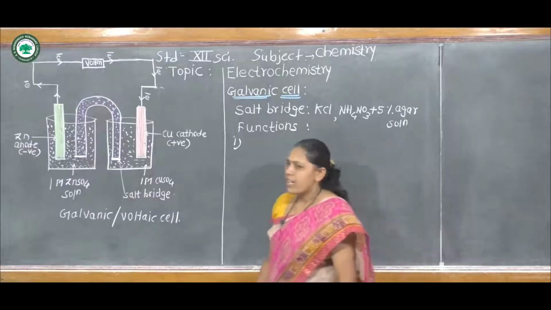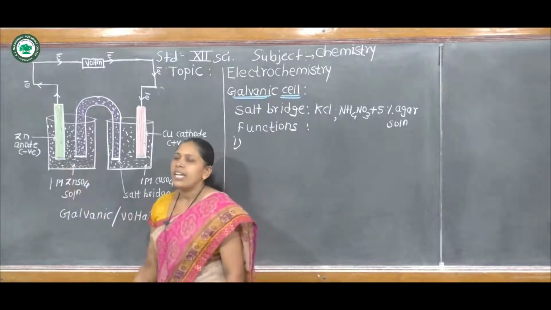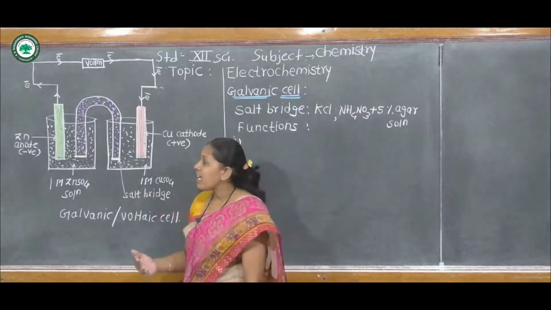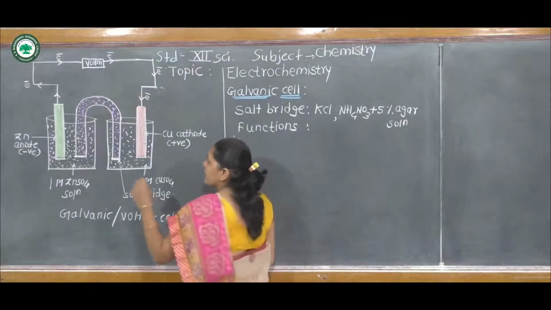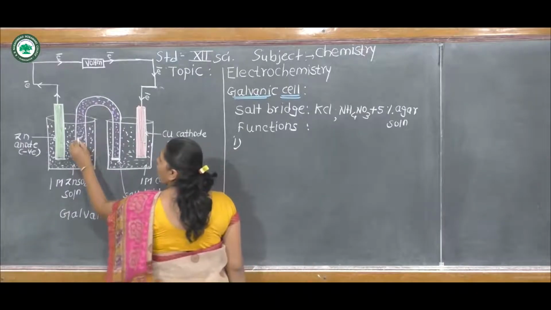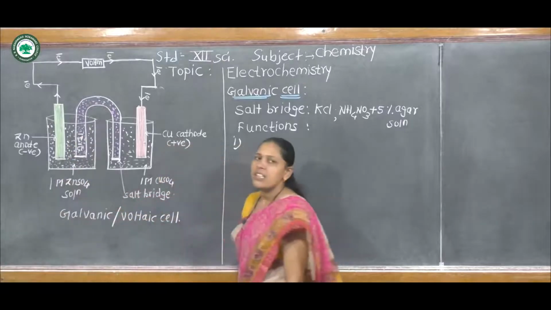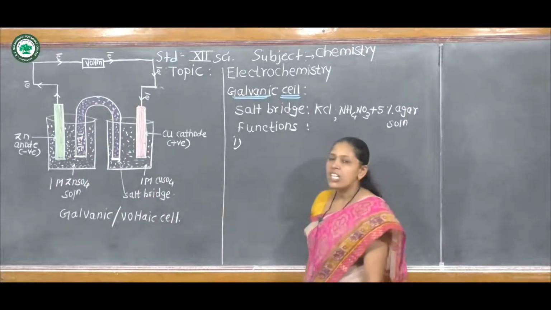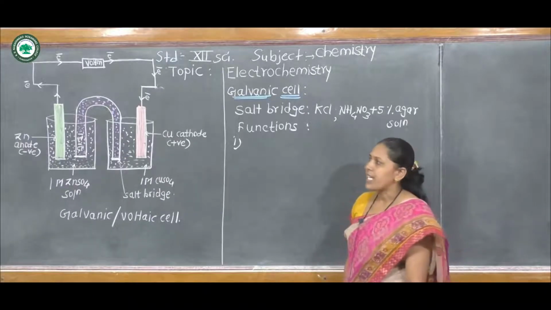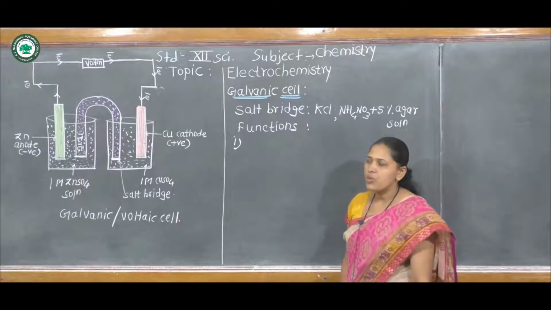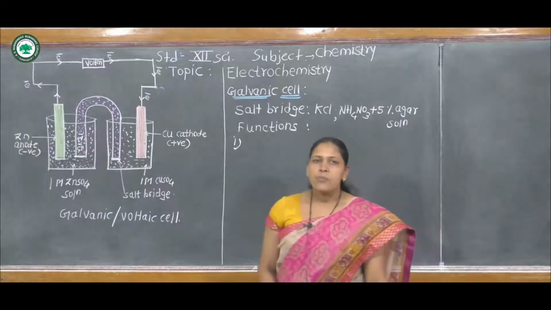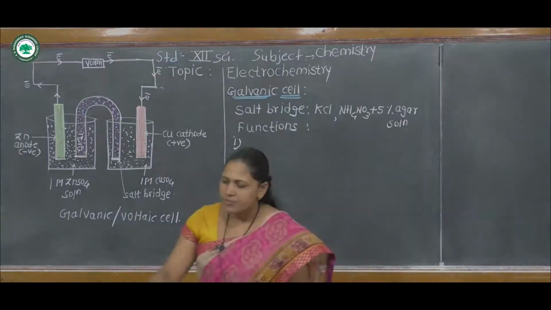For example, if at the anode side the positive charges are greater than the negative charges, then those positive charges are neutralized by the flow of Cl- ions from the salt bridge at the zinc anode side. In this way, electrical neutrality is maintained between the two solutions by using the salt bridge. These are the three important functions of the salt bridge.